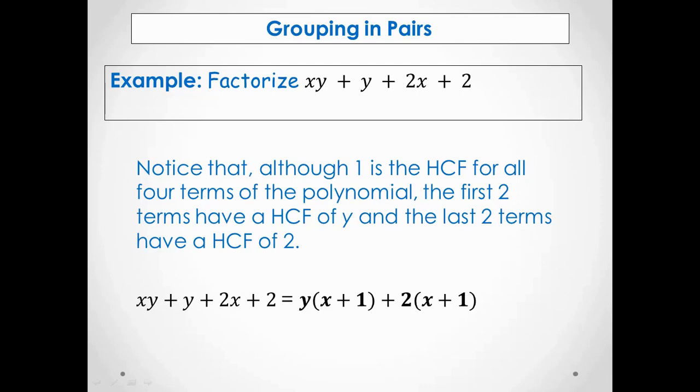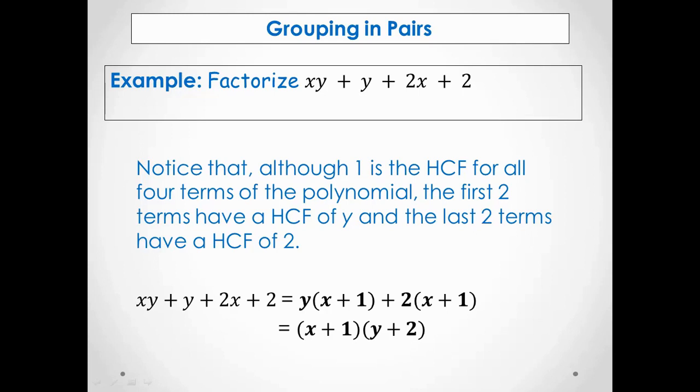Now what you realize is that we have common factors here, which is actually x plus 1. So our solution then will be the common factor, which is x plus 1, and what's remaining, which is y plus 2 inside another bracket. And that's pretty much it.